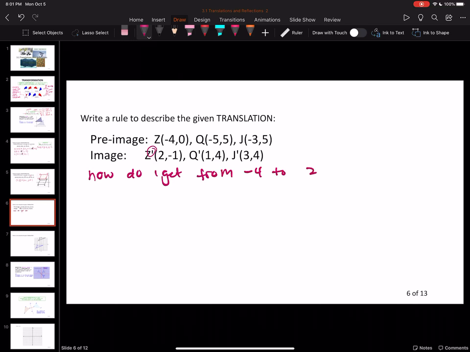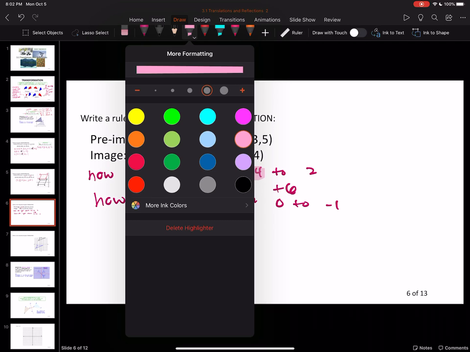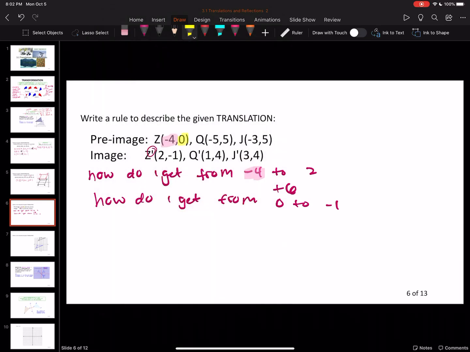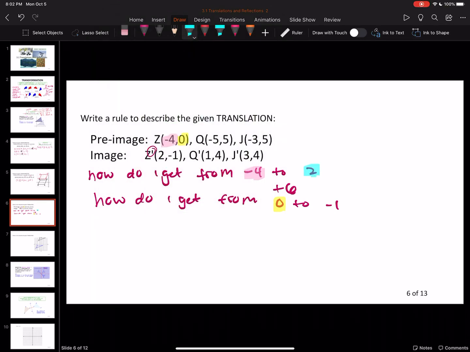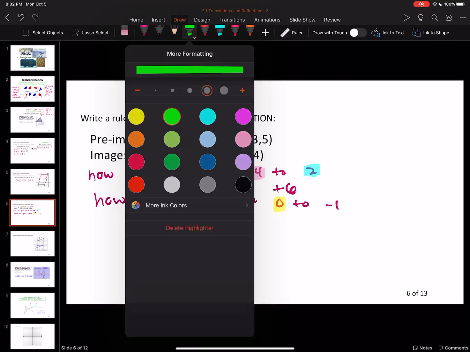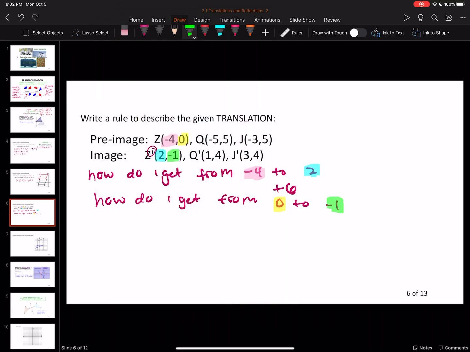-4 to 2? Well, since we're adding and subtracting, the only way that I can get from -4 to 2 is by adding 6. And I might say, how do I get from 0 to -1? And when I'm talking about the -4, that's the -4 that I'm referring to. When I'm talking about the 0 here, that's going to be this 0. So the first line is kind of your x, change in x's, and the second one's your y's. So just to kind of look at those real quick so you know which ones I'm talking about. Okay, and that is going to be by subtracting 1.